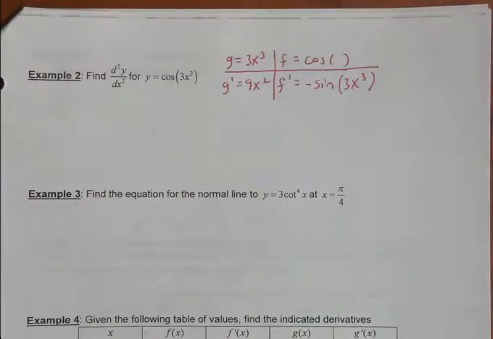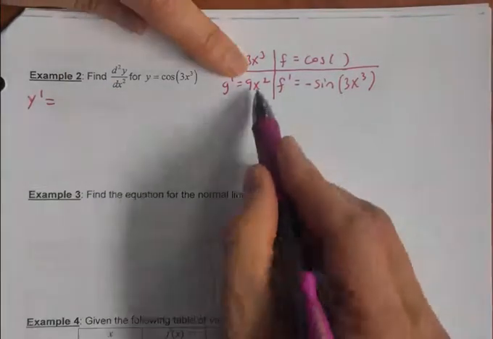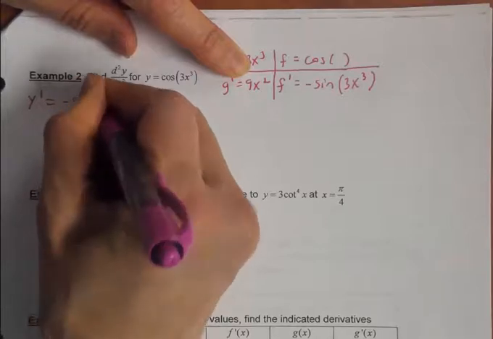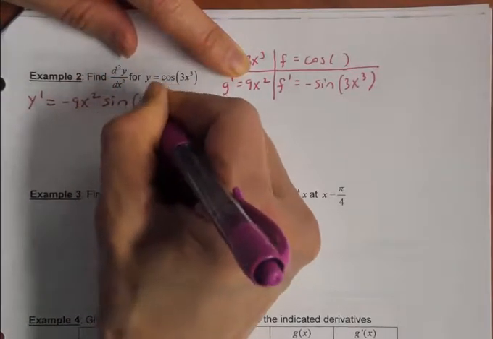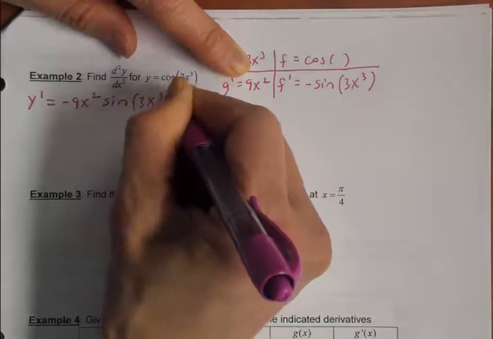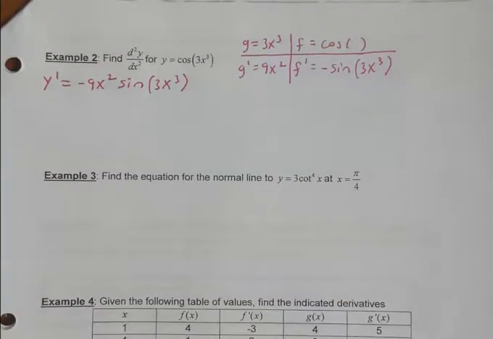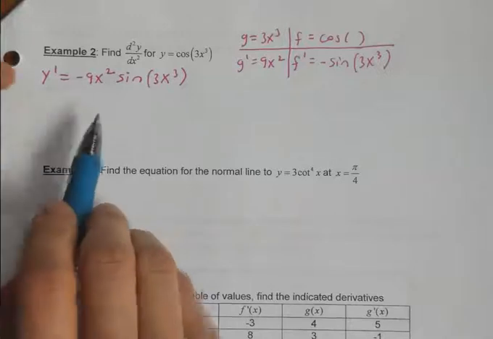Okay, so then my first derivative, I'll write it here, y prime is going to be this times this. So that is negative 9x squared times the sine of 3x to the third. Okay, how many of you got that? I got it. Okay, good job. Who got the answer? All right, now they're asking about the second derivative.